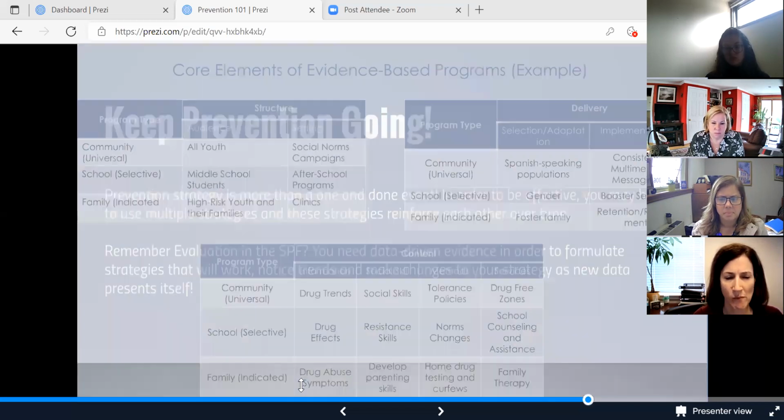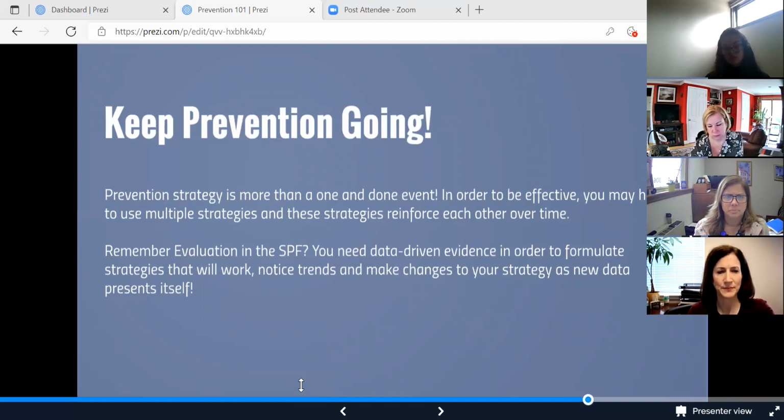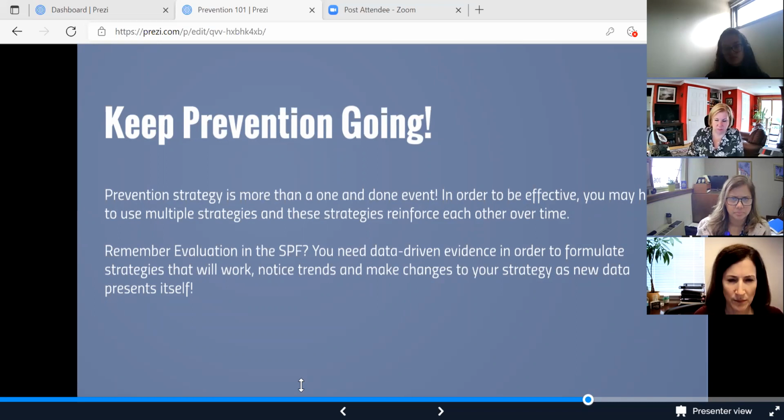So moving forward, we want to keep prevention going. Prevention strategy is more than just one set strategy. It's more than a one and done event. So in order to be more effective, you may have to use multiple strategies and then have these strategies reinforce one another over time.